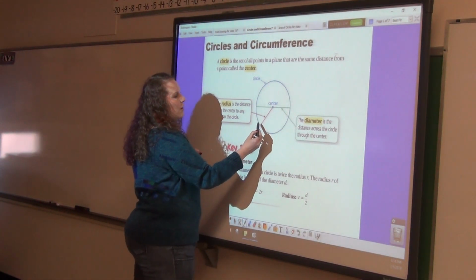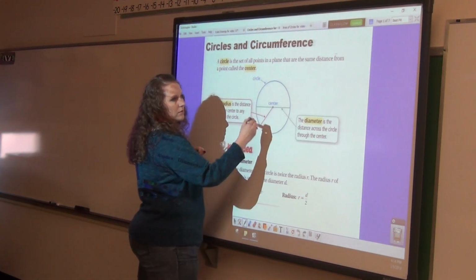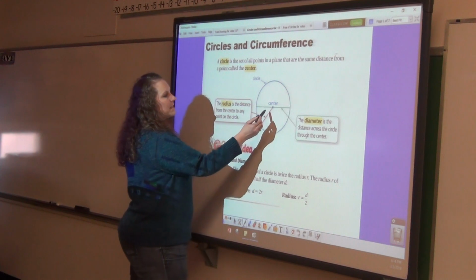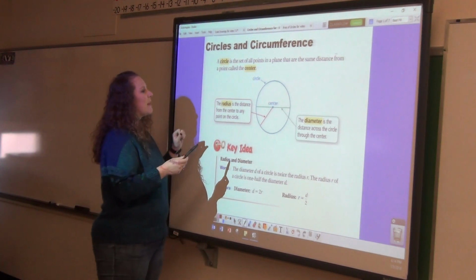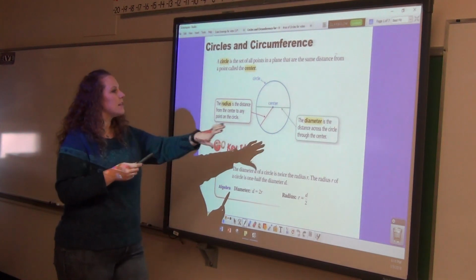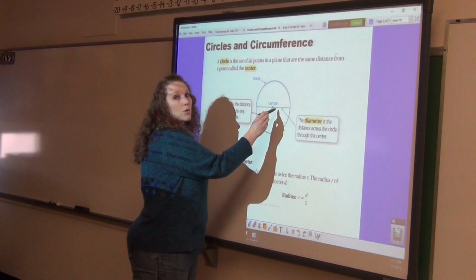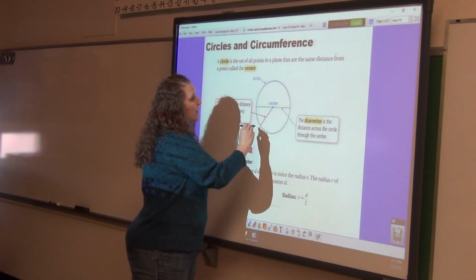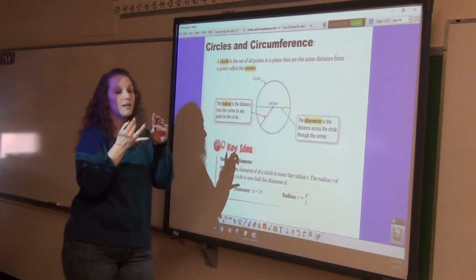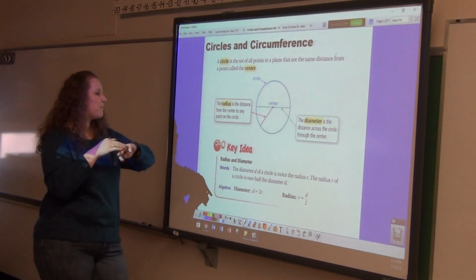From the center out to the end, to the outer area of the circle, is the same distance at every single point. It doesn't matter where you go on that circle, it's all going to be the same. That is called the radius. The diameter goes from one side through the center to the other, and must go through the center, and it can be any direction. It doesn't matter as long as it goes from one side through the center and to the other side. That is called your diameter.